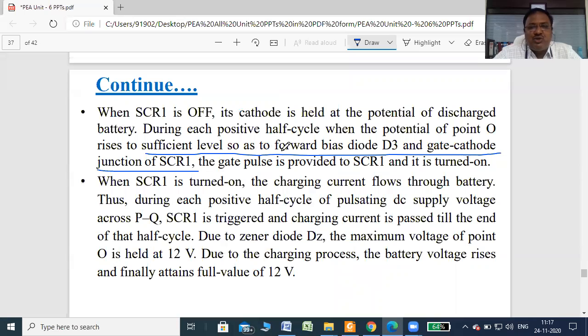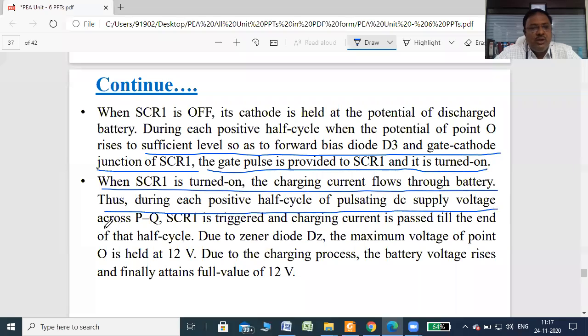The gate pulse is provided to the SCR and it turns on. When SCR turns on, the charging current flows through the battery. Thus, during each positive half cycle of the pulsating DC voltage across PQ, SCR is triggered and charging current passes till the end of the half cycle, right?